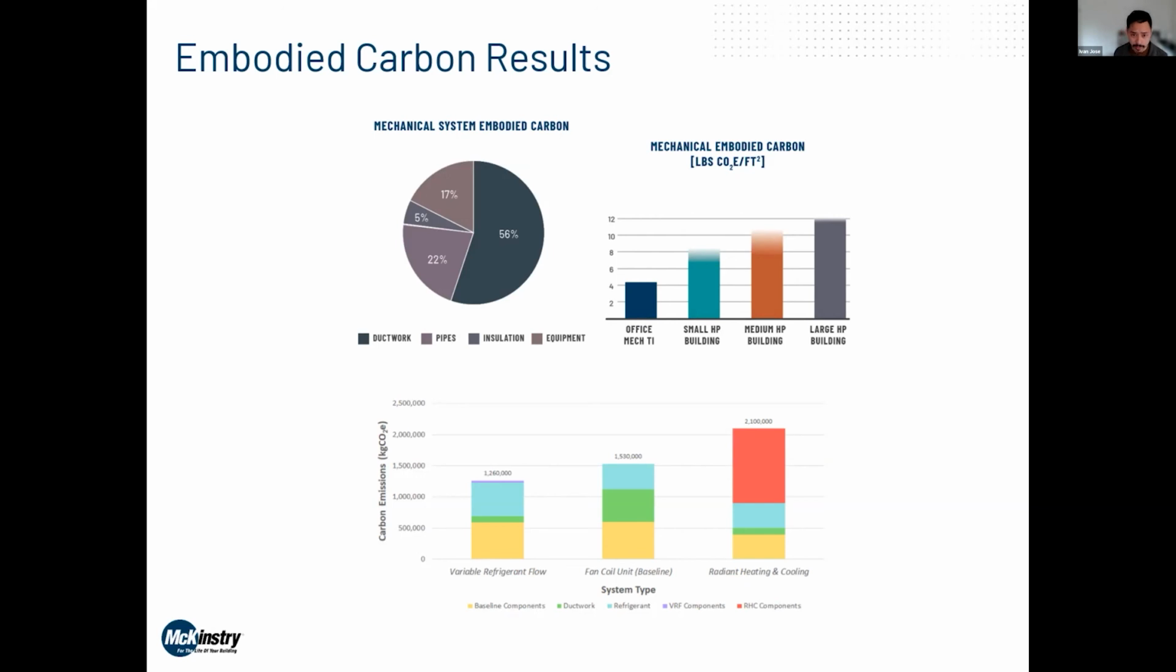and found that the baseline, which was a fan coil unit, was that mid-level. The VRF, which is surprising to me, because I feel like there would be a lot more refrigerant leakage there, was the lowest. And then the highest was that radiant heating and cooling. And that was the highest, just given that we included the concrete associated with the topping slab and all of the pipes that would need to go in for a radiant slab system included in there. So that bumped up the embodied carbon of that system.